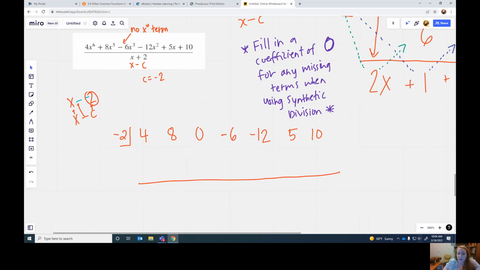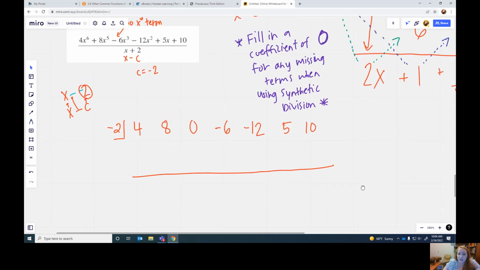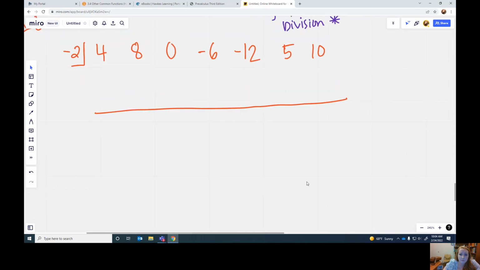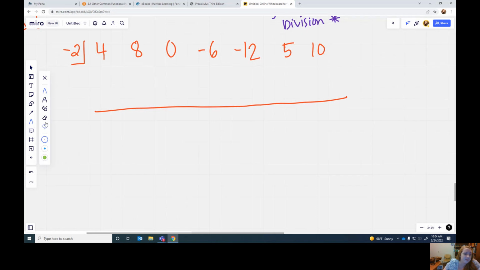Let me zoom in here and get all this unnecessary stuff off the screen so we can focus on this. Remember we said the first coefficient always drops straight down. Then we start multiplying. -2 times 4 is -8. Then perform the operation. Don't flip any signs. 8 minus 8 is 0. Multiply again. -2 times 0 is 0. Perform the operation. 0 plus 0 is 0.